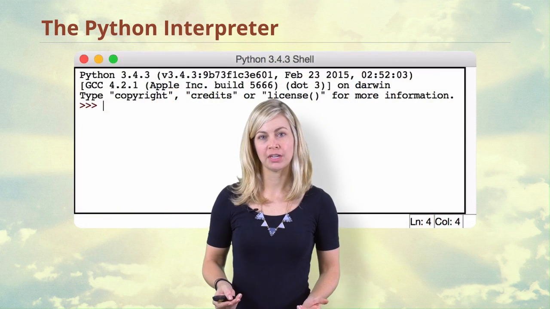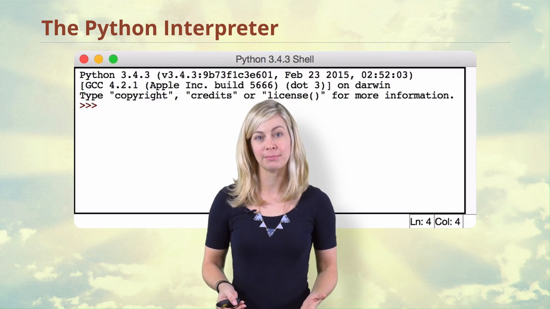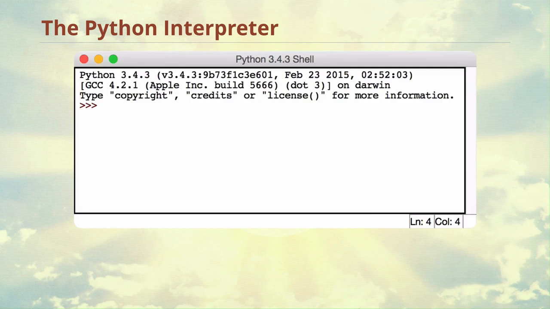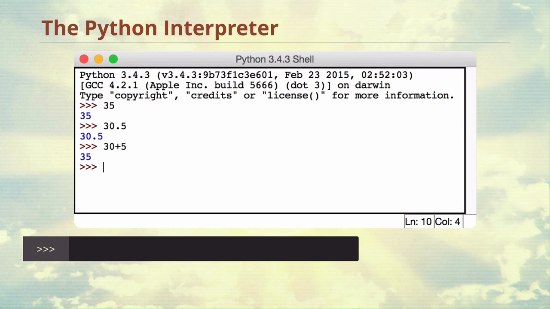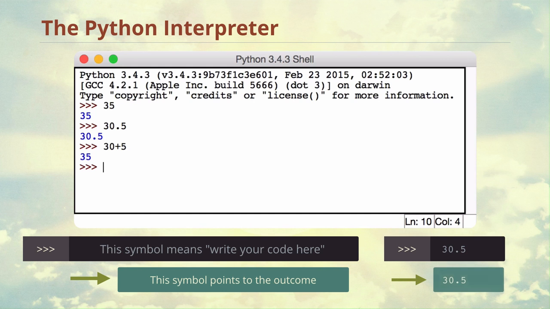Python is an interpreted language, and the interpreter shell is shown here, and we can type numbers and commands into it just like a calculator. For example, we could type 35 into the interpreter and it'll just return it back to us. Anytime you see the 3 caret symbol like this, it means we're entering code into the interpreter. And the green arrow is the result of running that code. For example, if we enter a number 30.5, we just get it back.